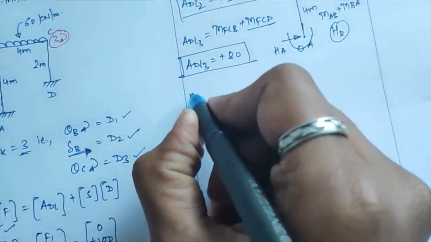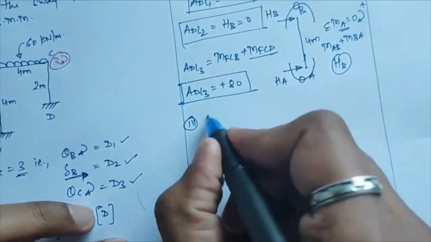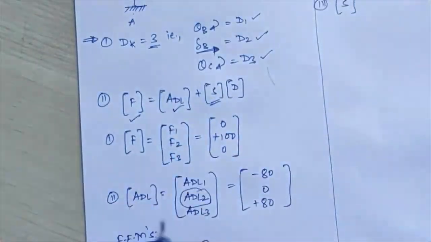Next, we'll proceed to your third matrix, that is the S matrix. So here ADL is done. Now we have to see the S matrix over here.